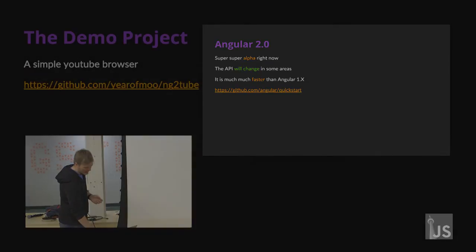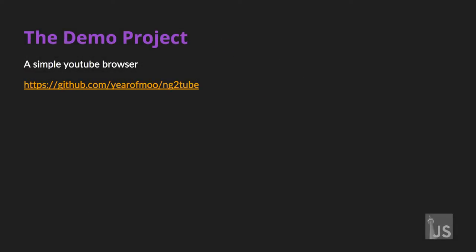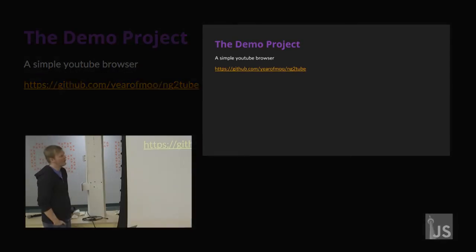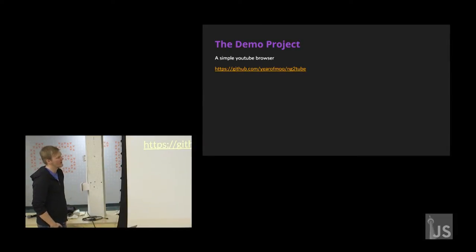It's really nice. So here's the demo project that I put together. For the Angular conference last year, I built a YouTube browser, and that's my go-to app to build. Many people just make a to-do app. I like YouTube's API. It's very nice. So this is a YouTube browser built with 2.0. It works. It's nice.